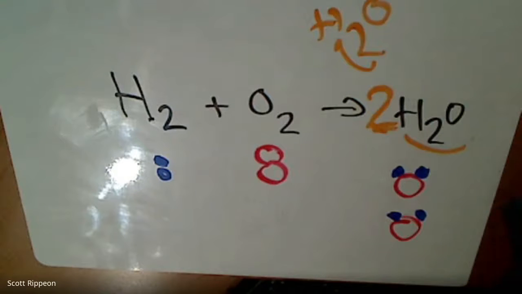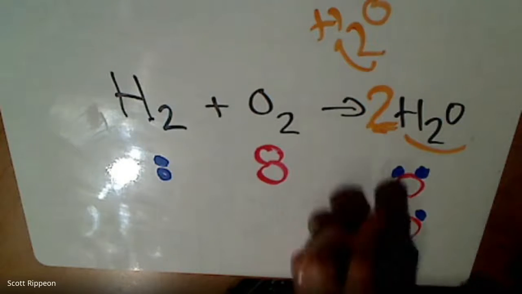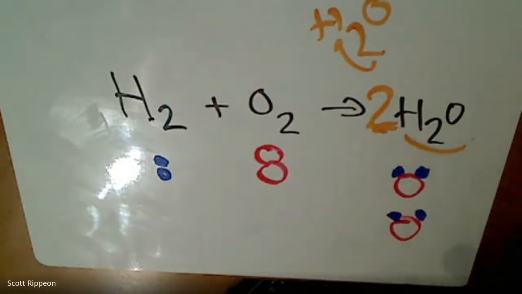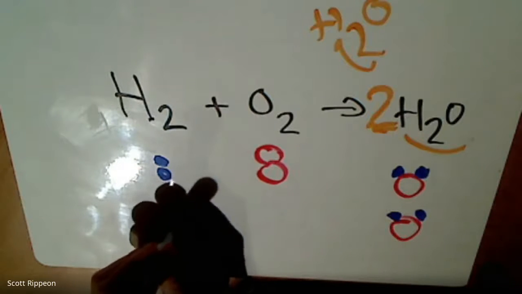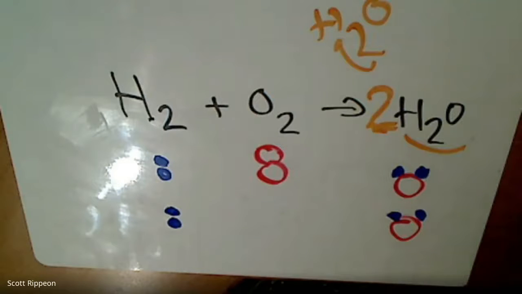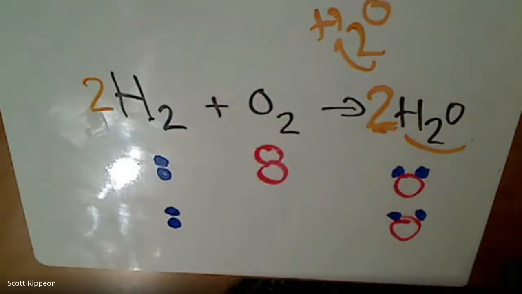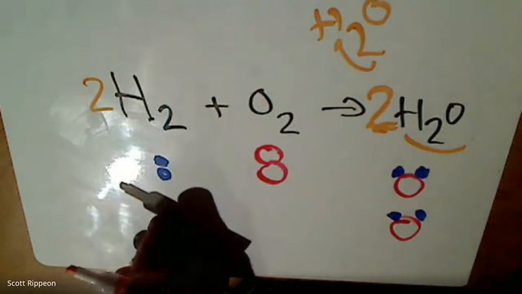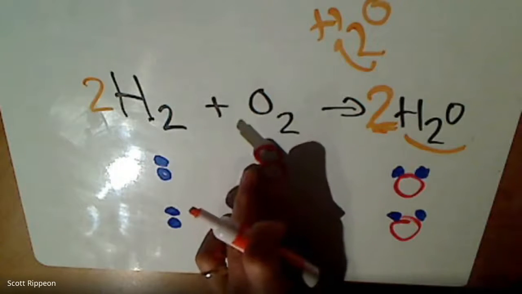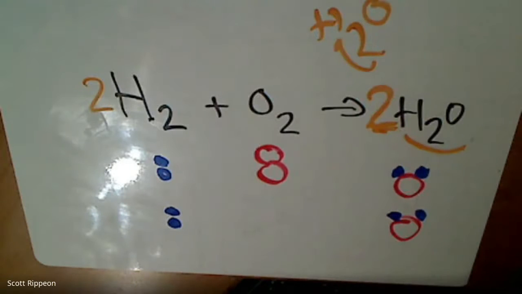Now the problem you can immediately see is we now have 4 hydrogen atoms, but only 2 hydrogen atoms represented over here. So what we need to do is not start with 1, but we need to start with 2 hydrogens, 2 hydrogen molecules. So we started with 2 of those, 1 of those, got 2 of those, and now everything's balanced.